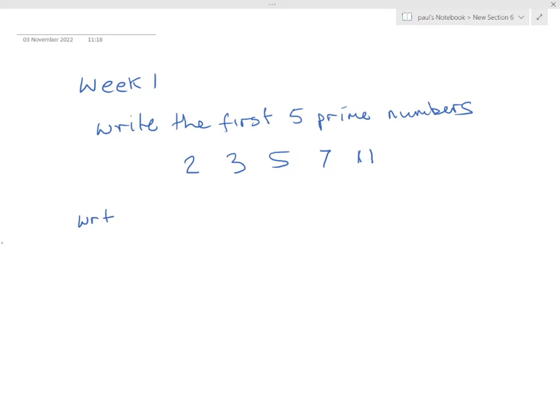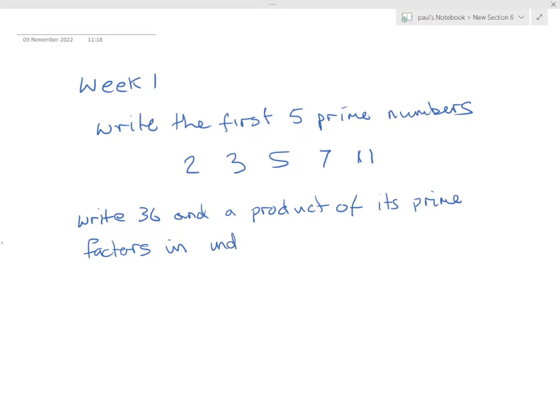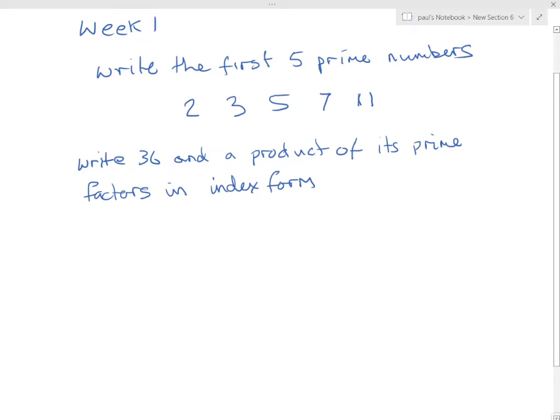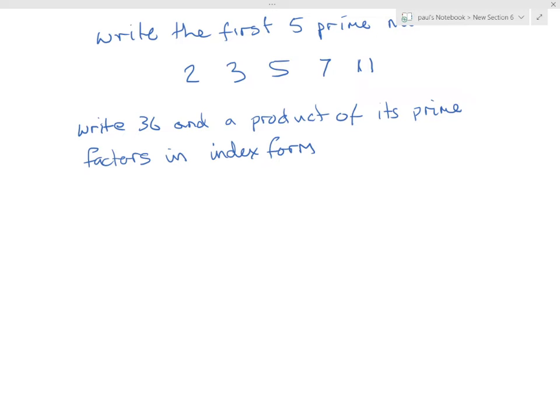So write 36 as a product. This is such a common question in GCSE. A product of its prime factors in index form. And you'll always find that they'll give you a bit of space underneath, so they're leading you on, giving you a bit of a clue as to write a factor tree.